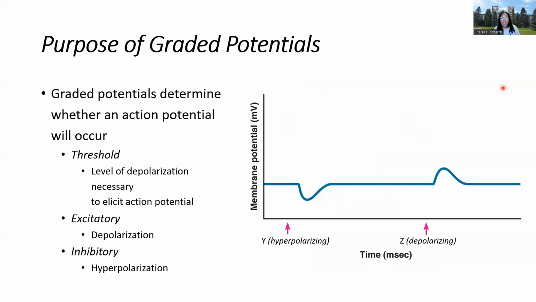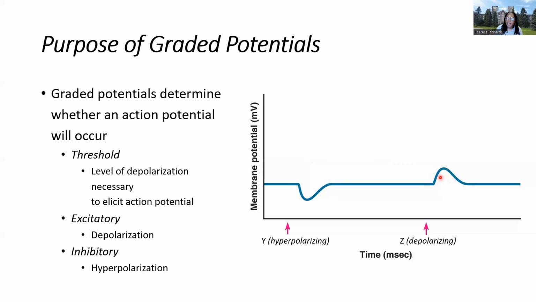The purpose of graded potentials is to determine whether or not it's enough of a membrane potential change to result in an action potential. So this is where we get that threshold concept from. It's the level of depolarization that's required in order to meet the criteria to generate an action potential. So the graded potentials can be excitatory if they are depolarizing changes. So depolarizing changes make the membrane potential more positive, right? So in other words, positive ions move into the cell. So the membrane potential goes from -70 to about -60 or so.